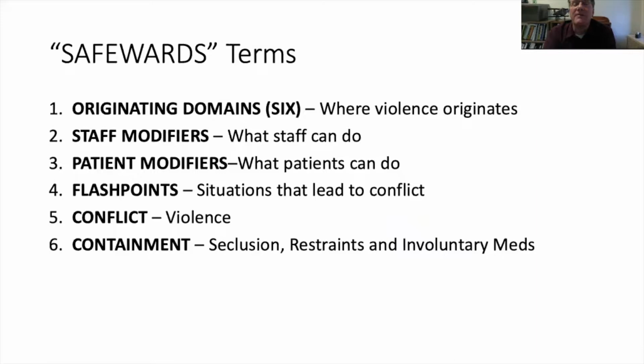You may recall in previous training on 3 steps to safety that things like activity demands, denials of request, and limit setting are consistent with this idea of flashpoints. If you're making an activity demand, demanding that somebody take their meds or go to a group or do whatever, this could be provocative of violence. And then there are the 2 C's, conflict and containment. In their terminology, conflict is any type of violence, whether it's directed at another person, oneself, or property. And containment is their term for what we call seclusion, restraints, and involuntary medication.